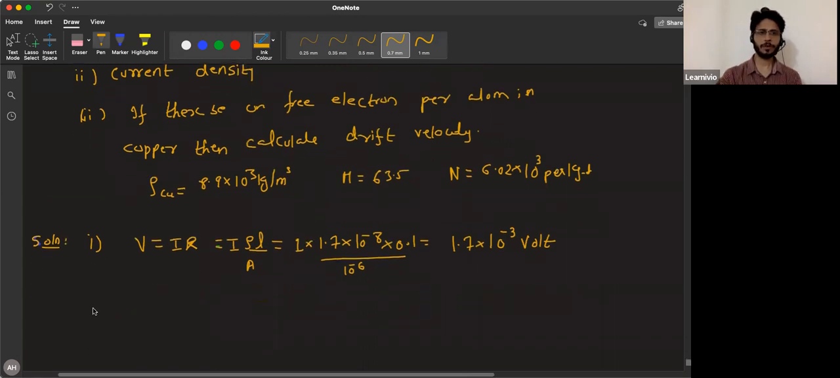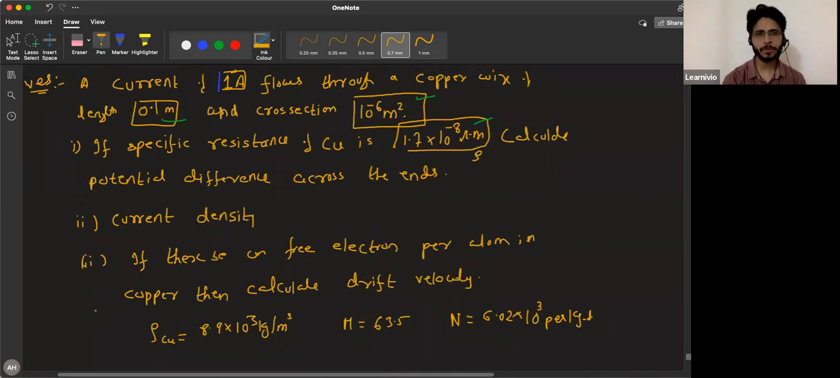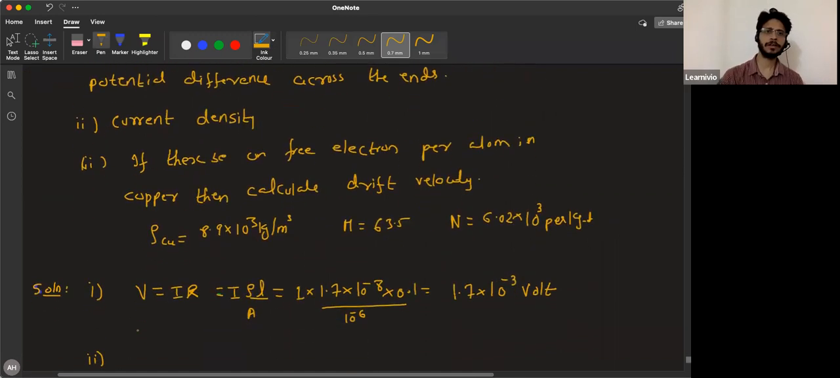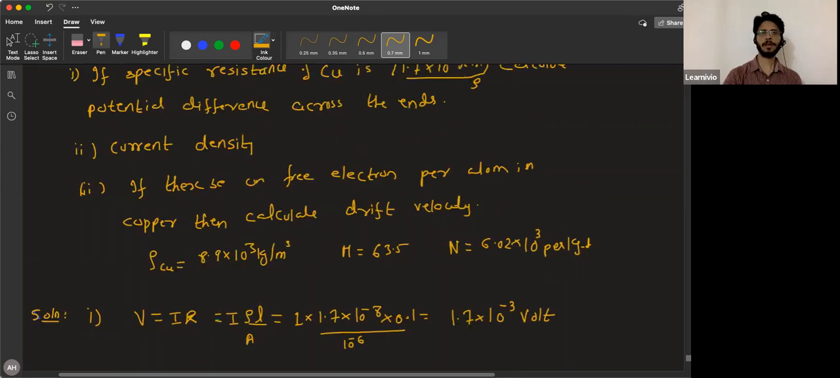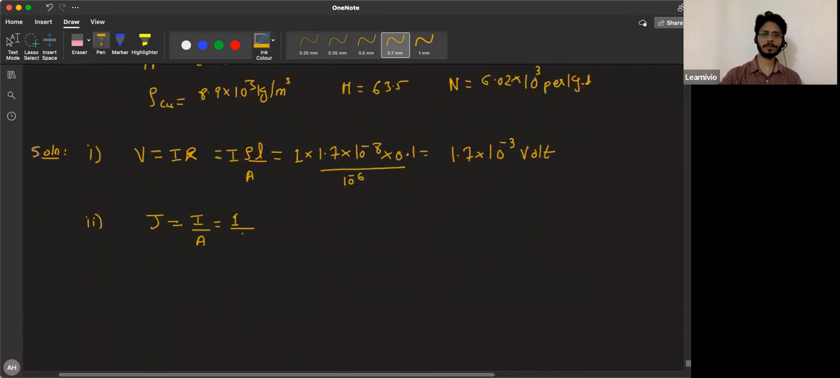So this is how we calculate voltage. Second part. After voltage, I expect you to calculate current density. Hishma, how to calculate current density, J? I by A. So your current is I, area is 10 raised to the power minus 6, so it comes out to be 10 raised to the power 6. What is the unit of current density, Hishma?